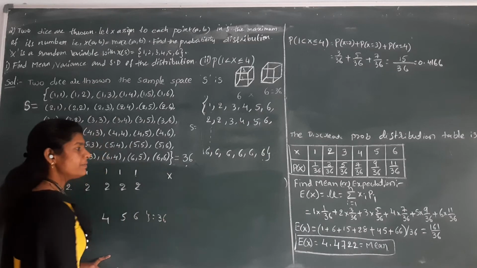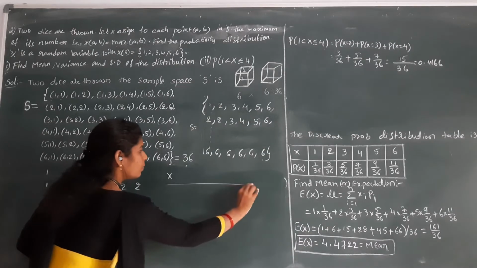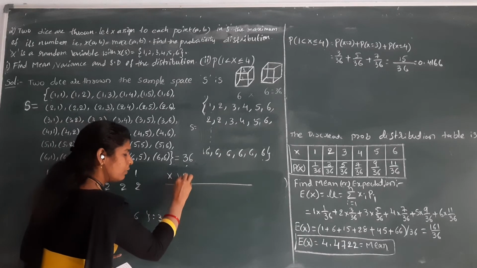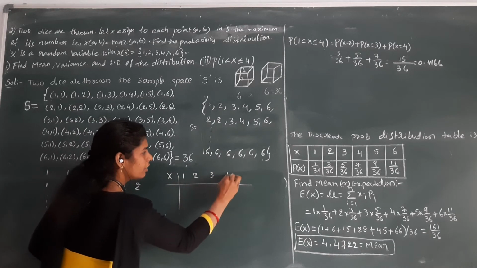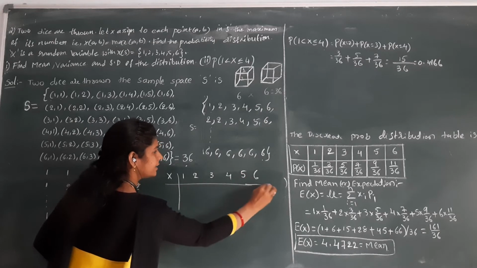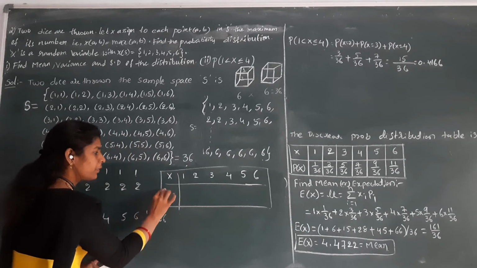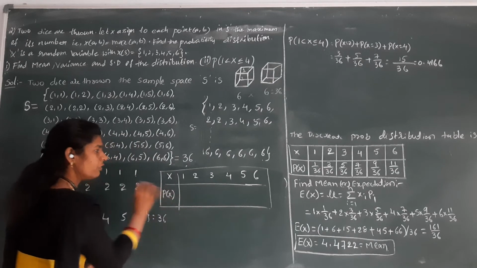So the probability distribution table is nothing but x. What are the different values in this? We have only 1, 2, 3, 4, 5, 6. Next, probability distribution means the corresponding probabilities also, that is P of x.